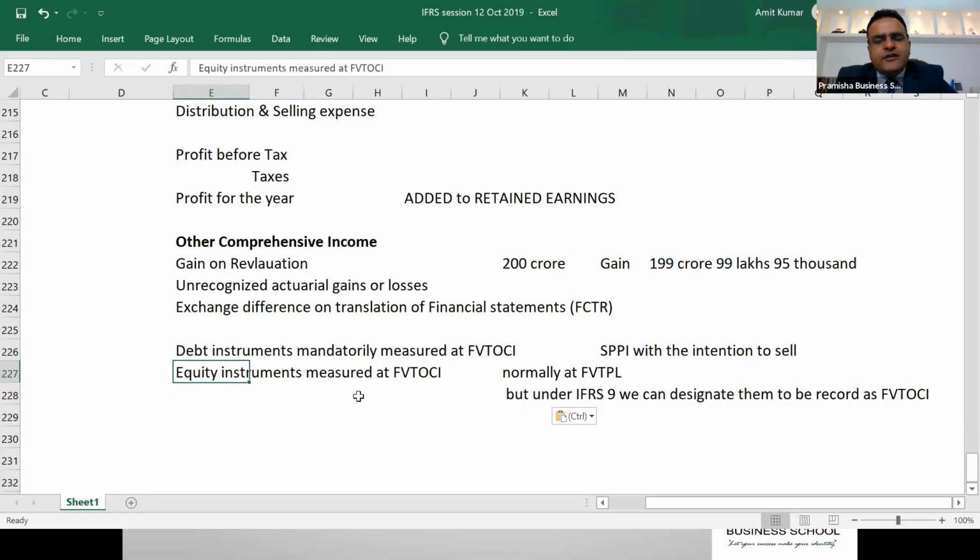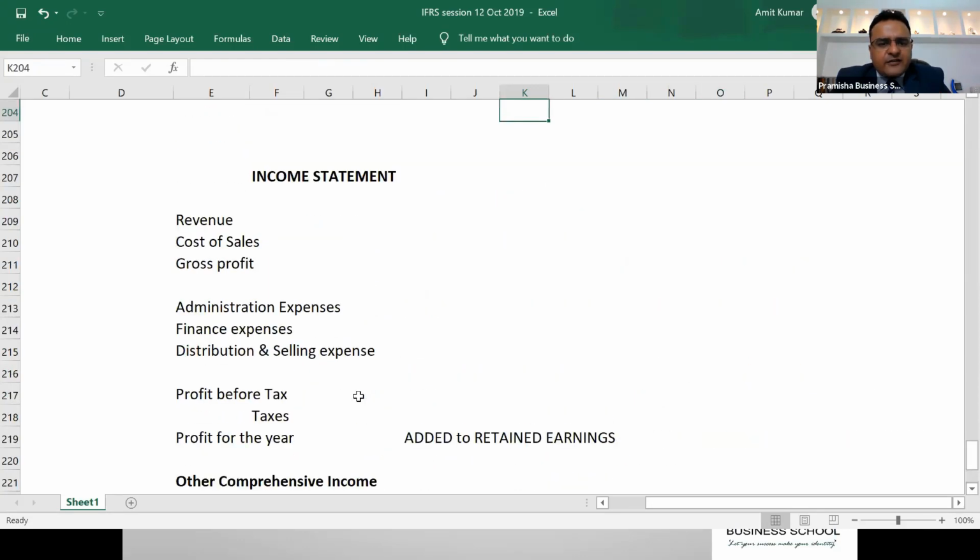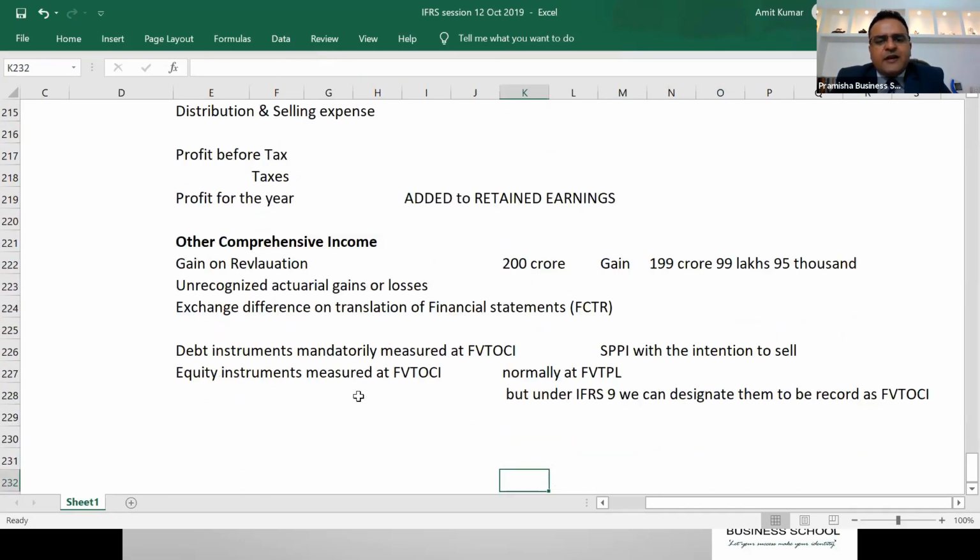But if you plan to hold this equity instrument for a longer period of time, and if the longer period is 10 years, every year your P&L will get impacted because of the difference in equity instrument, taking it to P&L at the end of each year. So you have a choice under IFRS 9 that you can designate it through OCI. It acts as a cushion. So your P&L will not get impacted because of it, but your OCI will mention that there is a change in fair value of equity instrument.